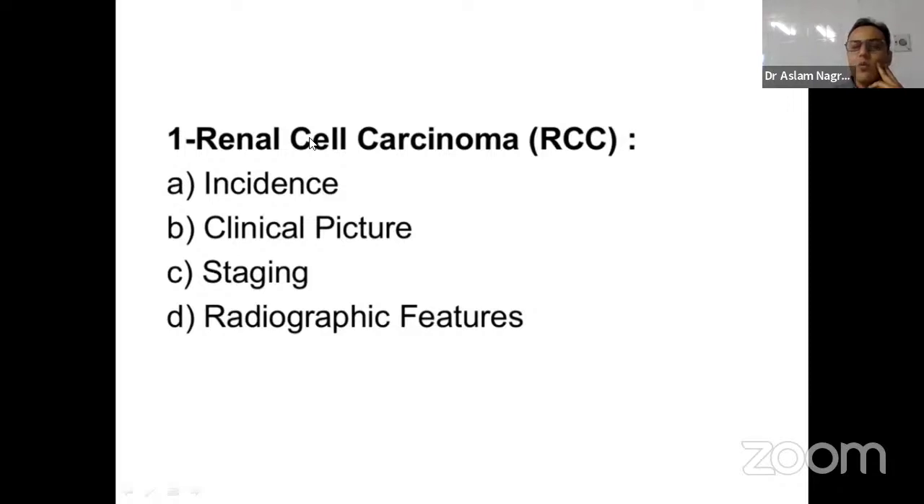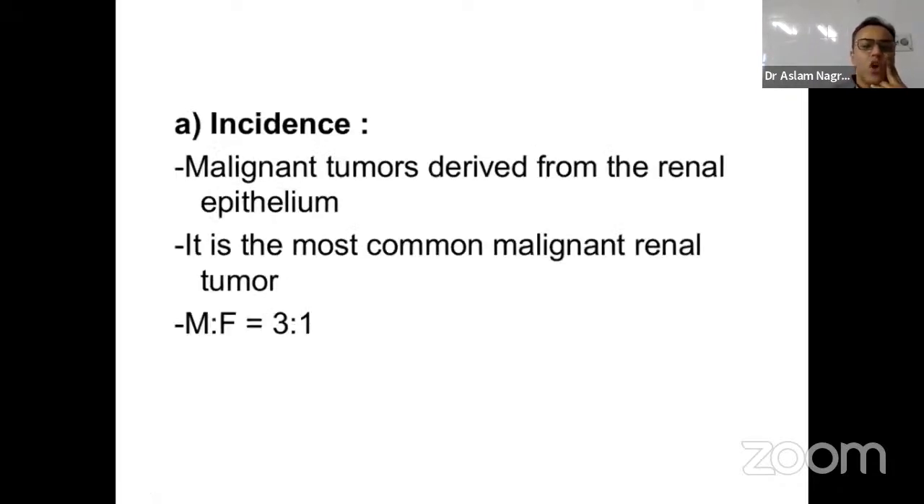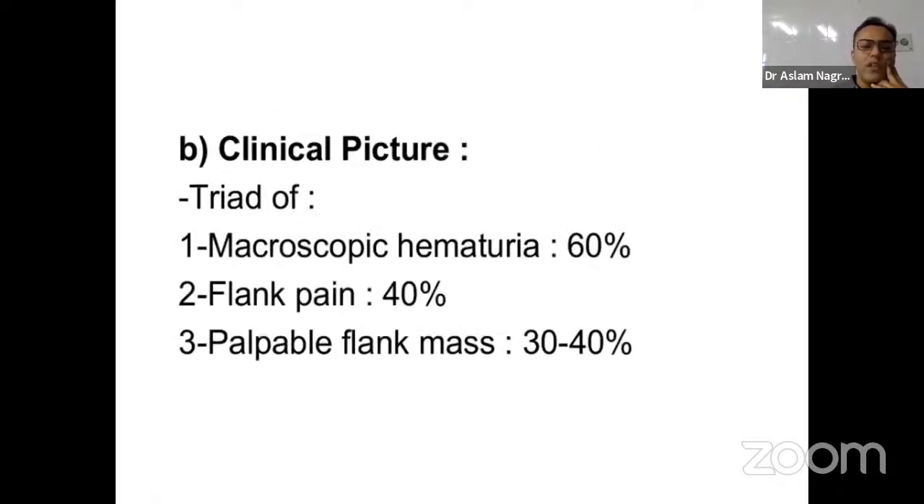So renal cell carcinoma, the main tumor which comes, is derived from the renal epithelium. It is the most common, male to female predilection 3:1. Clinical picture, you already know it better than me as a radiologist. There is a macroscopic hematuria, flank pain, and palpable mass.